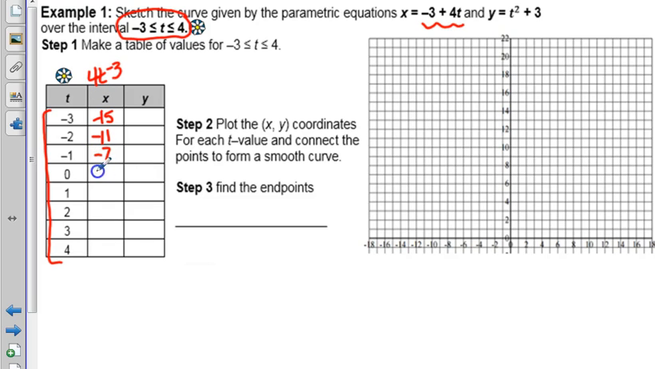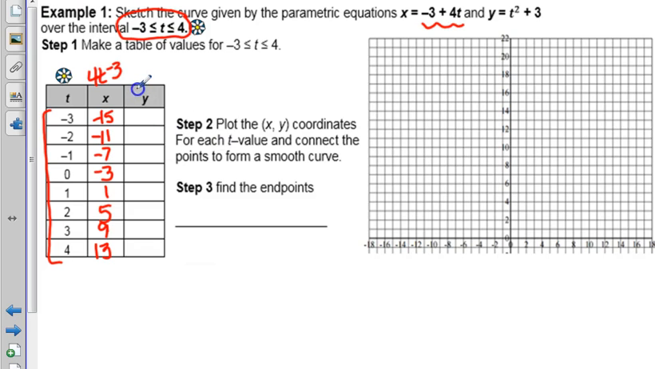Put in a 0, -3. Put in a 1. 4 minus 3 is 1. 8 minus 3 is 5. Put in a 3, and we'd have 12 minus 3 is 9. 16 minus 3 is 13. Everybody know where I got those?